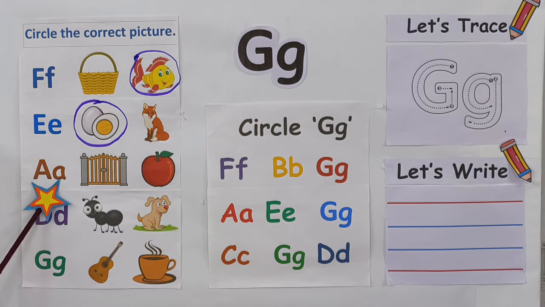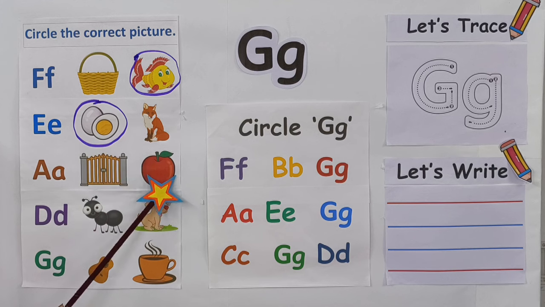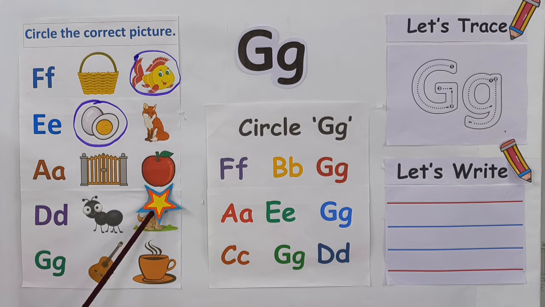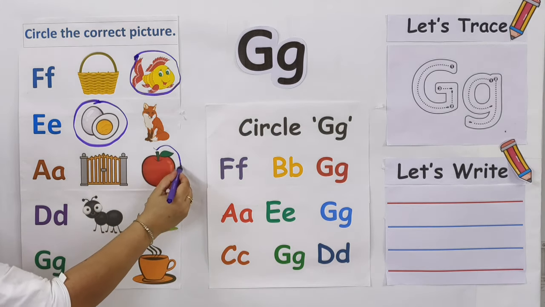This is letter A. This is uppercase letter A. This is lowercase letter A. This is a gate. Gate starts with letter G. That's right. This is an apple. Apple starts with letter A. So which picture are we going to circle? We are going to circle the apple. Let's do it.